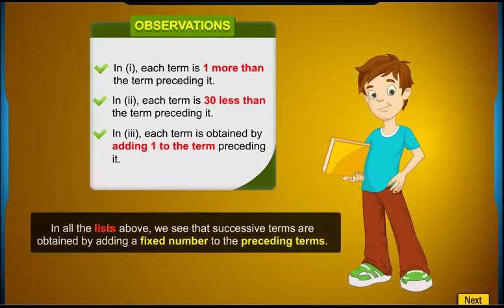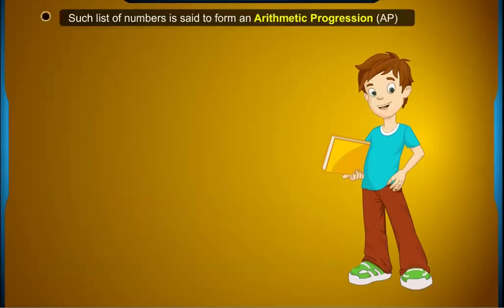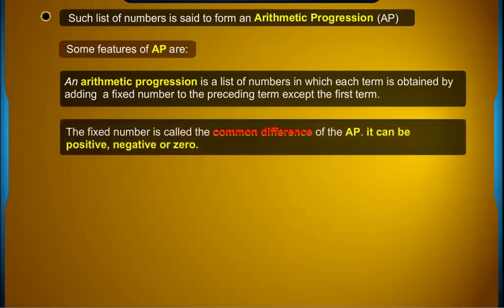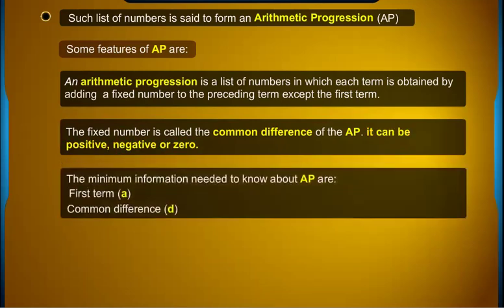In all the lists above, we see that successive terms are obtained by adding a fixed number to the preceding terms. Such a list of numbers is said to form an arithmetic progression, AP. Some features of an AP are: an arithmetic progression is a list of numbers in which each term is obtained by adding a fixed number to the preceding term, except the first term. The fixed number is called the common difference of the AP. It can be positive, negative, or 0. The minimum information needed to know about an AP is the first term A and the common difference D.